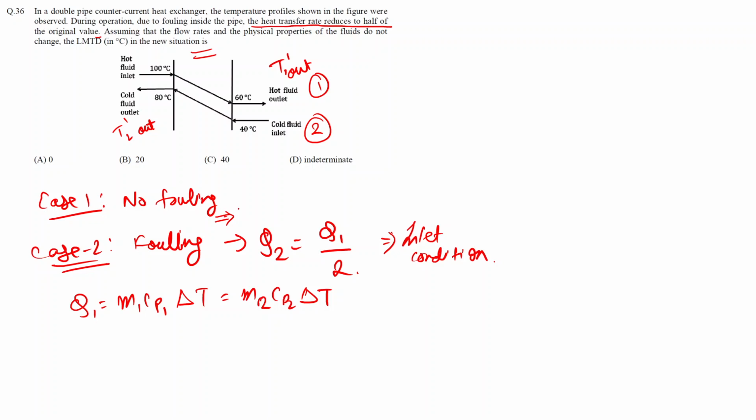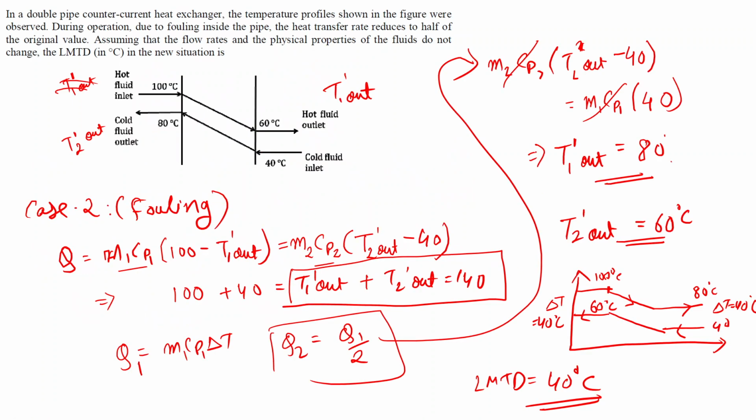In the first case we can calculate the LMTD as delta T1 minus delta T2 upon ln of delta T1 upon delta T2. So that we can get from the first case, so that we can later calculate, and now we have to use this correlation to find the value of these outlet temperatures. That is what we did in case 2.